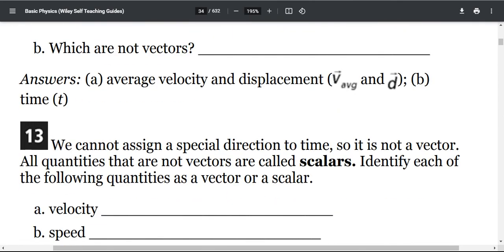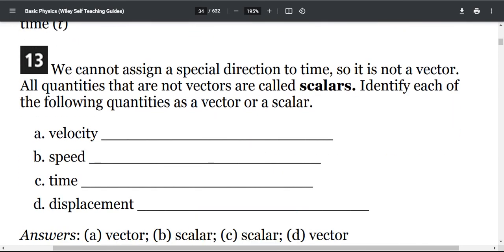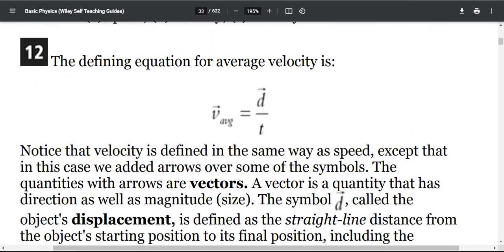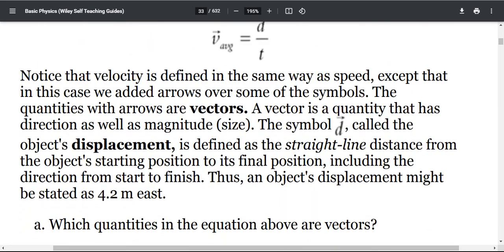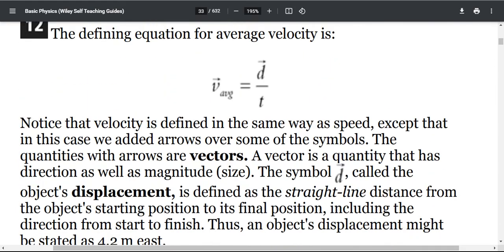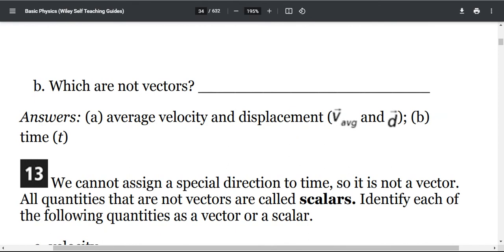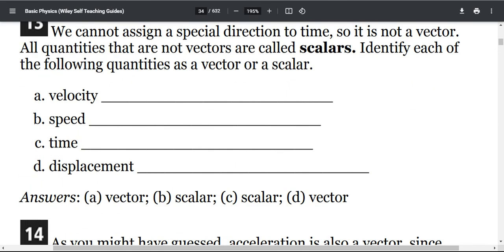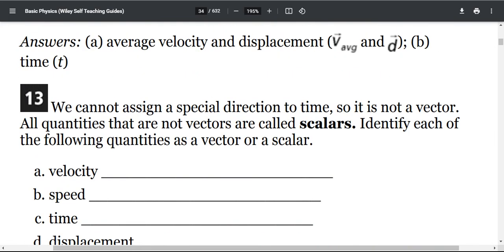We can't assign any arrow to speed. At the start of the lecture, we learned that speed does not tell us all we want to know about motion. Speed does not tell us the direction, so obviously speed is a scalar. Time is a scalar because we can't assign a special direction to time, so it is not a vector. The last one is displacement.